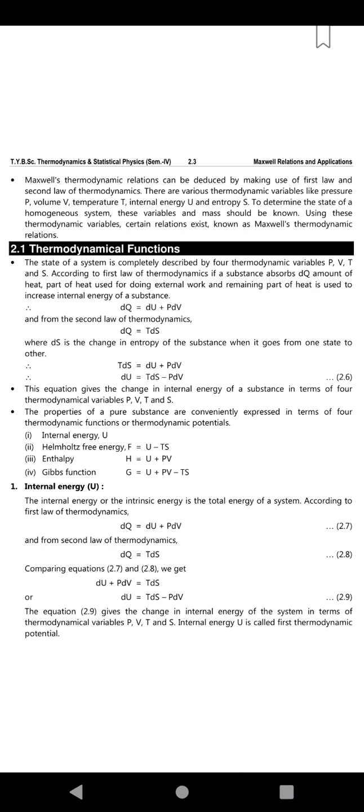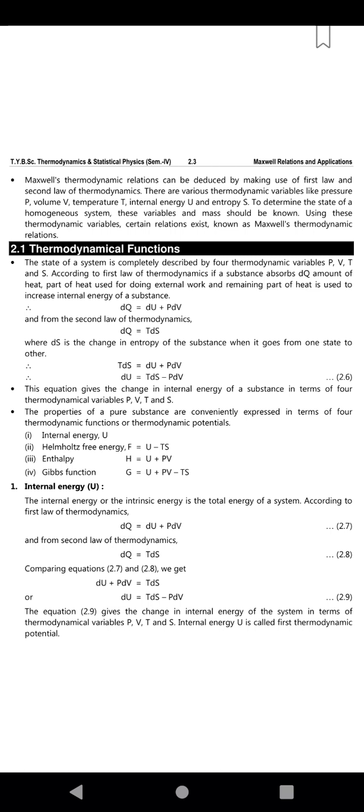And fourth is Gibbs function, which is represented by G, which can be written as U plus PV minus TS, or it also can be written as H minus TS, because U plus PV is H, enthalpy. Now we will see the first thermodynamic function, which is internal energy.